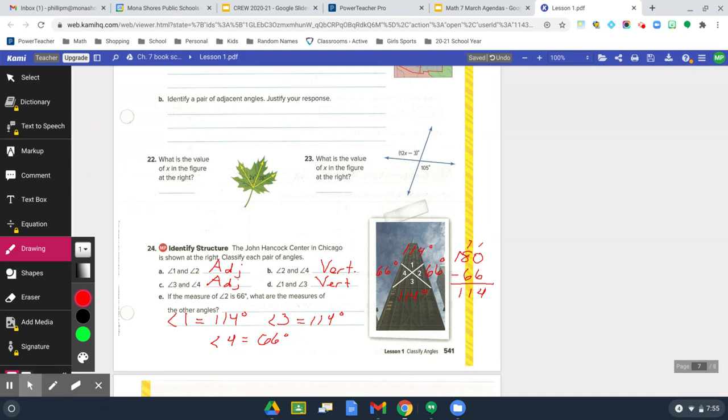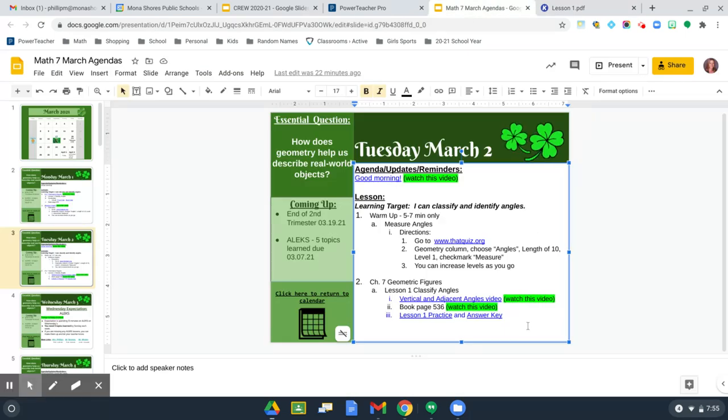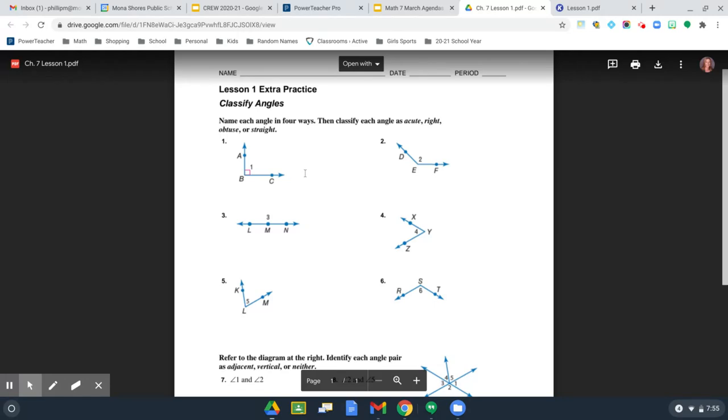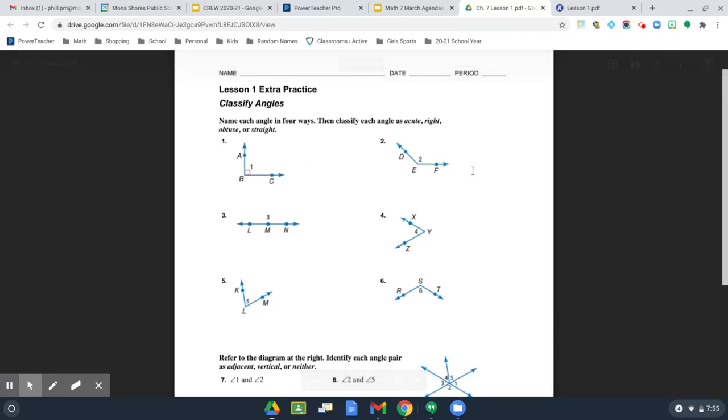So based on what you've done today, the video that you watched on vertical and adjacent angles, the lesson right here in the book, now what you're going to do is practice a little bit more. So you'll notice back on the agenda, it says lesson 1 practice. So when you open this up, this is what you're going to see. You'll have 6 problems at the top where you're going to name each angle in 4 ways. And then you're going to classify it as acute, right, obtuse, or straight.